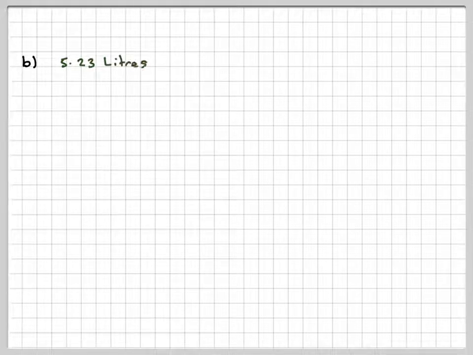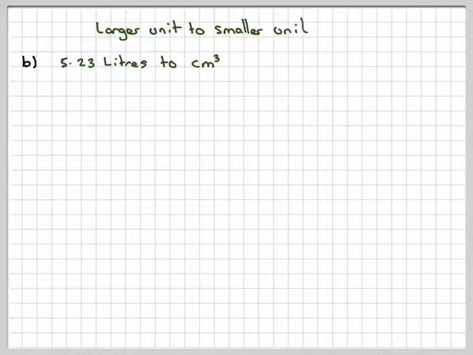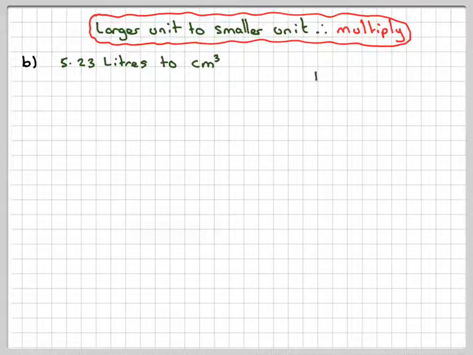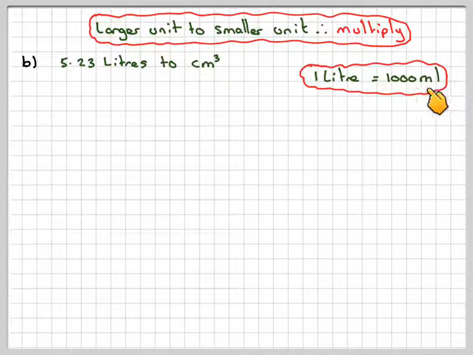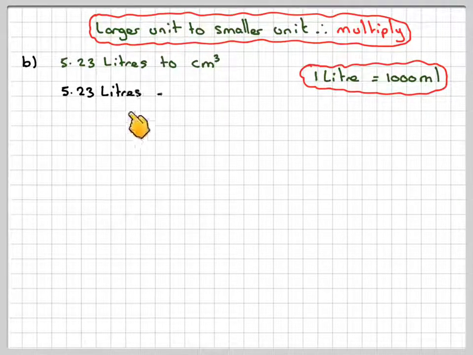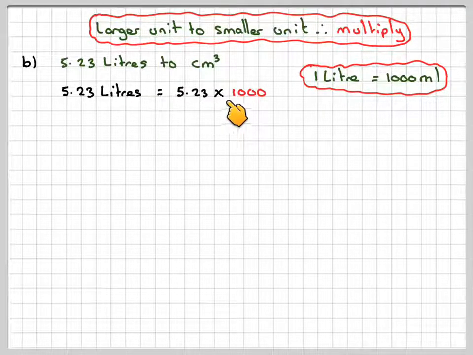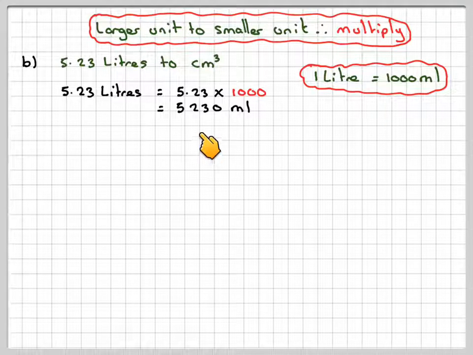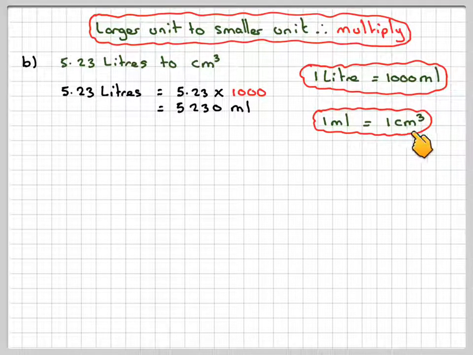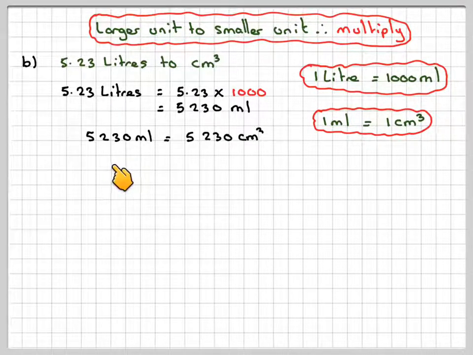Okay, for the second one, we've got 5.23 litres to centimetres cubed. Now this time we're going from a larger unit to a smaller unit, and therefore we will multiply. So we've got 1 litre is actually equal to 1,000 millilitres. So we'll work out 5.23 litres, which is 5.23 times 1,000. So when we multiply by 1,000, we move the decimal point this way. So that will become 5,230 millilitres. And then 1 millilitre is actually equal to 1 centimetre cubed. So 5,230 millilitres will be equal to 5,230 centimetres cubed.